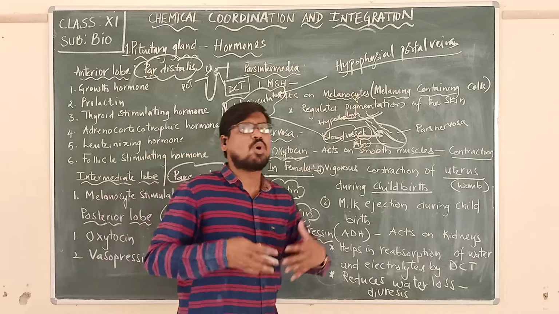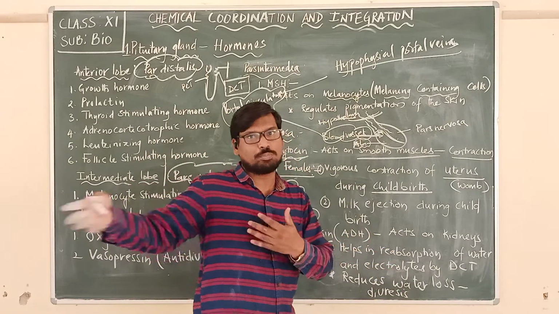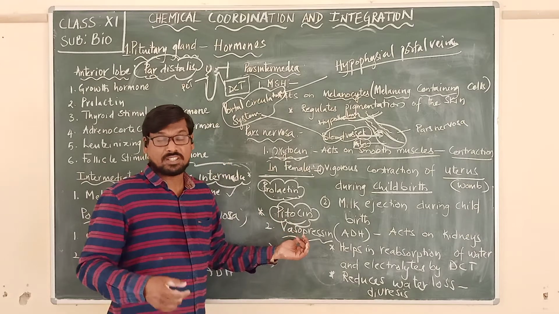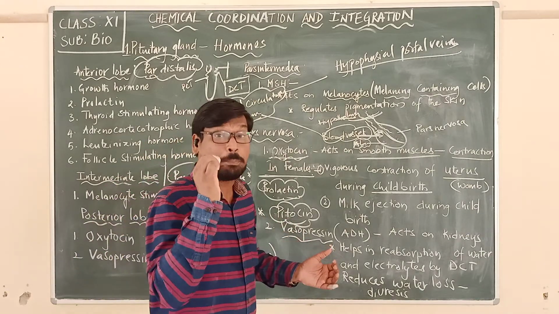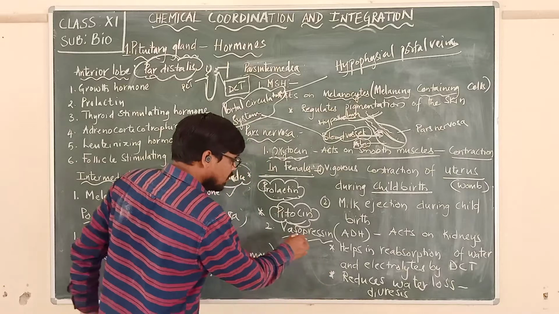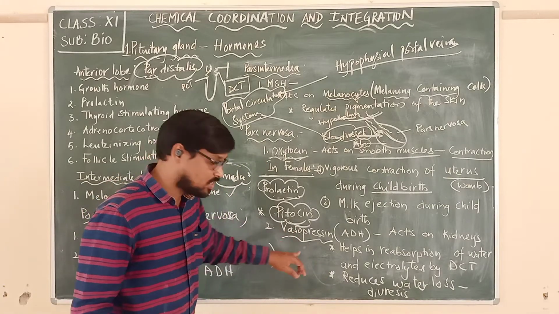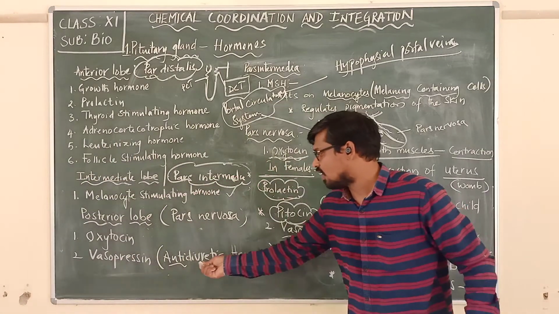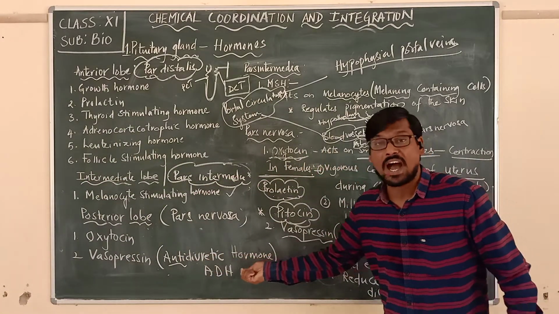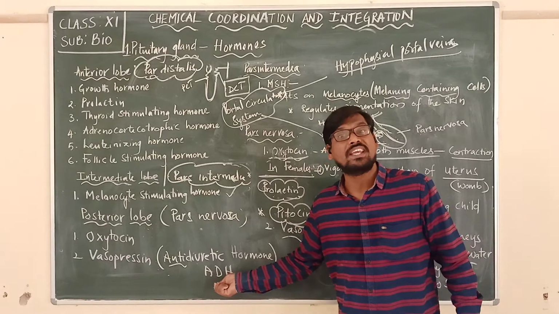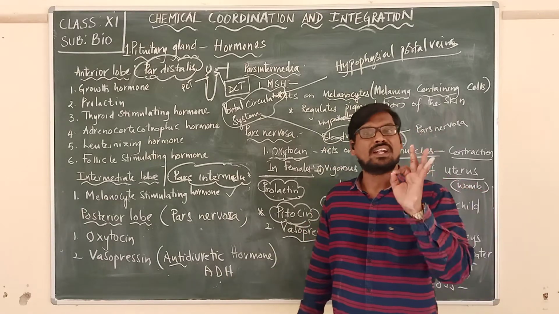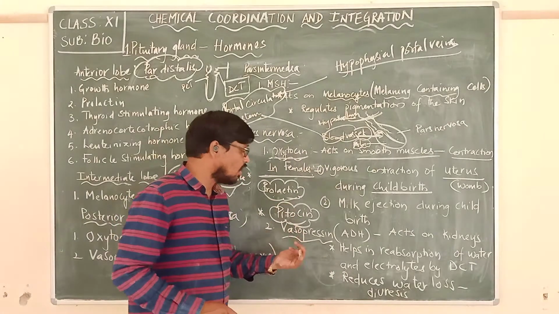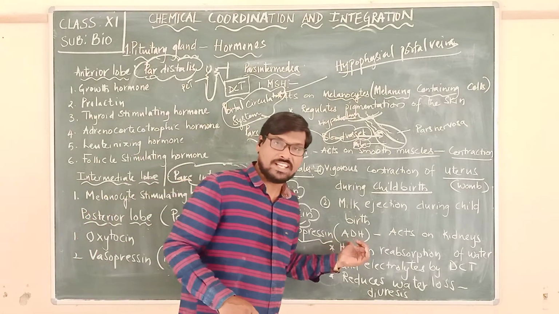So we should not lose more water, only the excess water should be eliminated, and that is under the control of what now? Vasopressin. Because it is preventing the loss of water, this particular hormone called vasopressin is also called antidiuretic hormone. In short, we are calling it ADH.